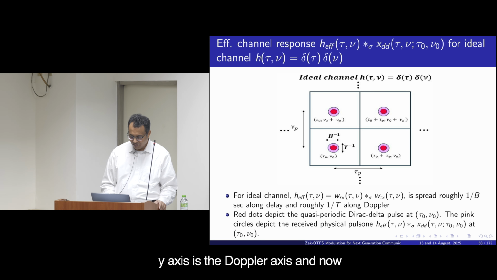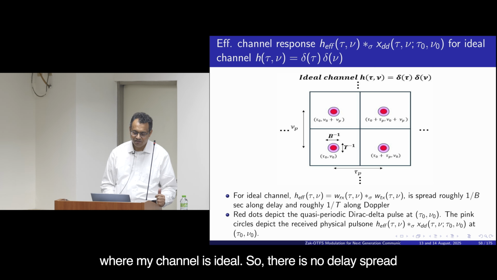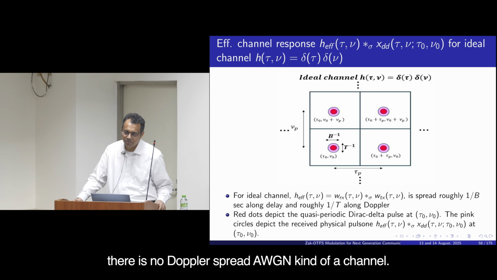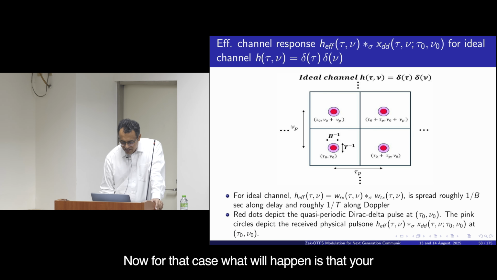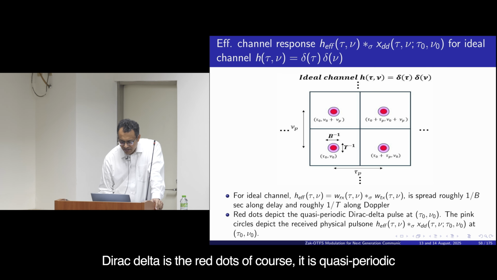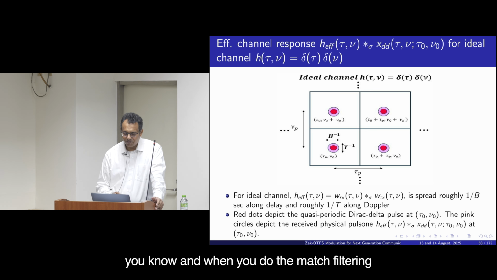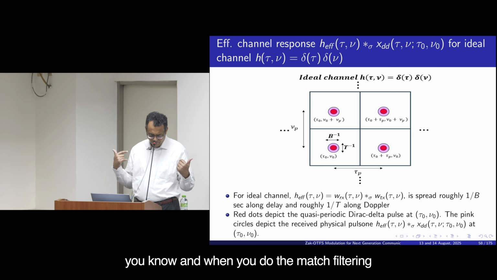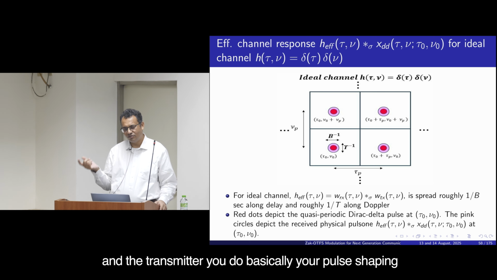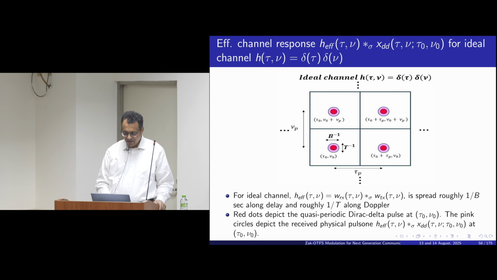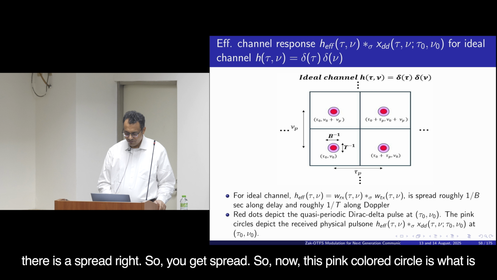And now this I have shown for the special case where my channel is ideal. So there is no delay spread, there is no Doppler spread, an AWGN kind of a channel. Now for that case, what will happen is that your Dirac delta is the red dots, of course it is quasi periodic, and then when you do the spreading, and when you do the matched filtering and at the transmitter you do your pulse shaping, there is a spread, right. So you get spread.